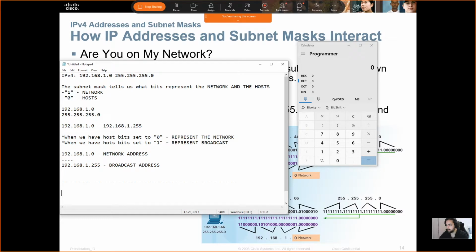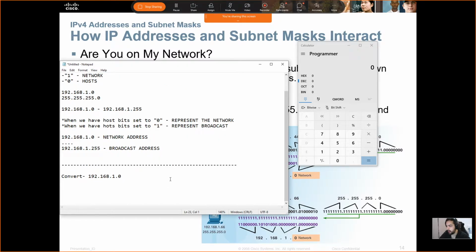Convert. So let's convert this address, 192.168.1.0, into binary format. Okay? So let's do it together, guys. Open up your calculator, change it to programming mode, and let's do the conversion for 192.168.1.0. Let's see how it looks in binary format.